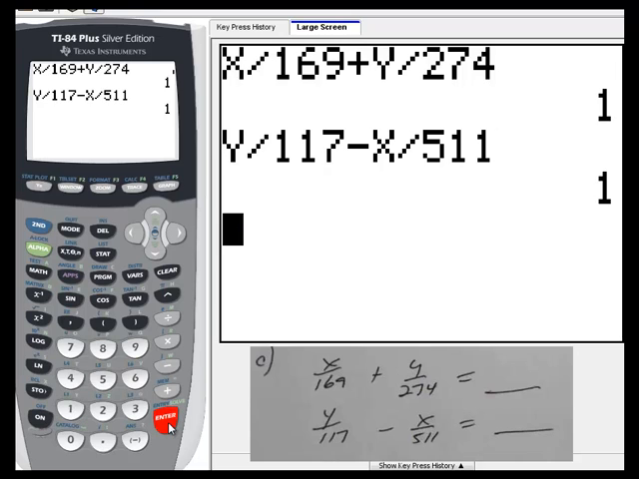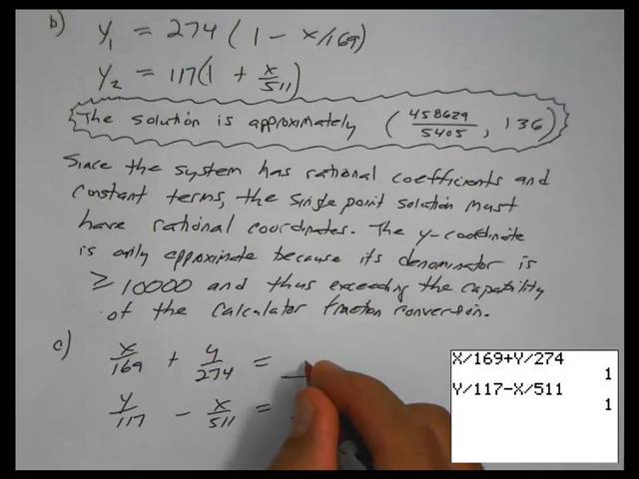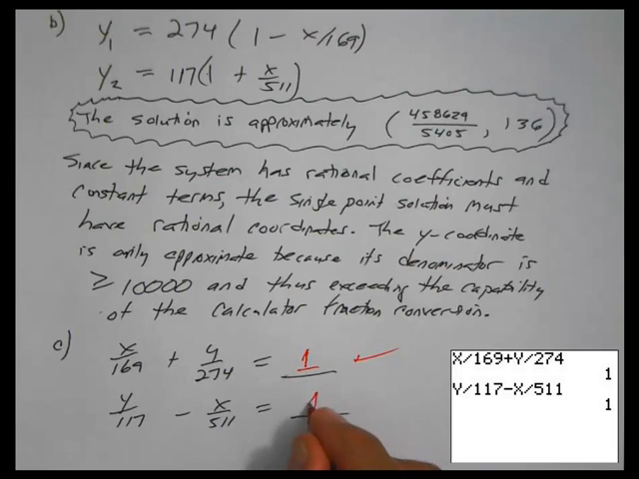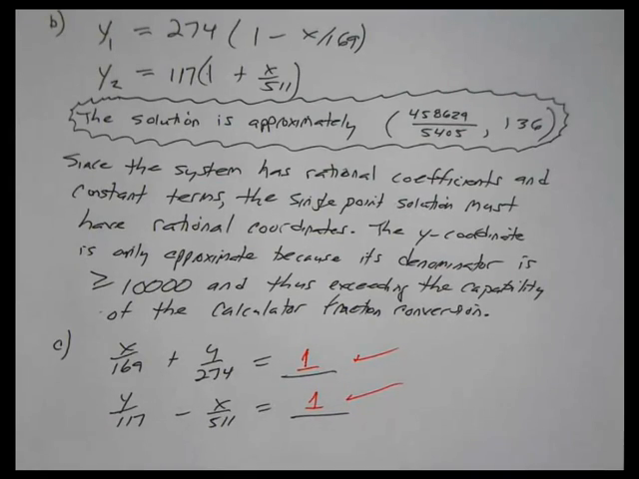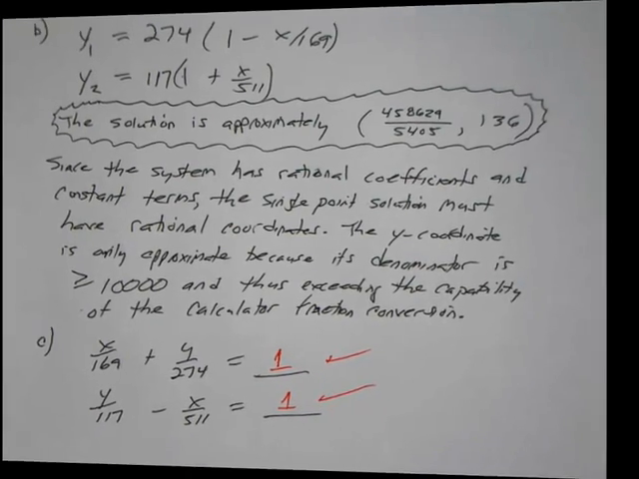Okay. Good news. We have a complete check. Let's make a record of this. So this turned out to be a 1. Check. And this turned out to be a 1 as well. Check. The solution looks good. We're done.